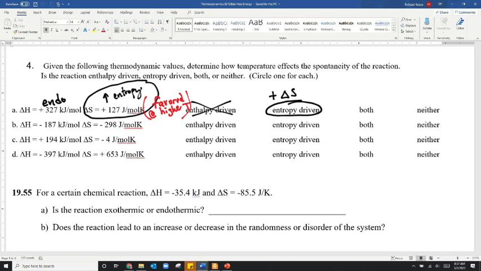So use the signs of your delta H and your delta S to decide if it's enthalpy driven, negative delta H's, if it's entropy driven from positive delta S's, or both or neither, depending on those opposite signs.